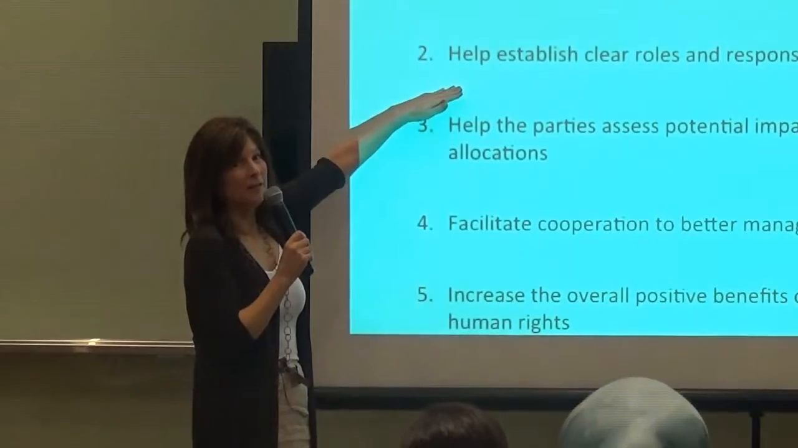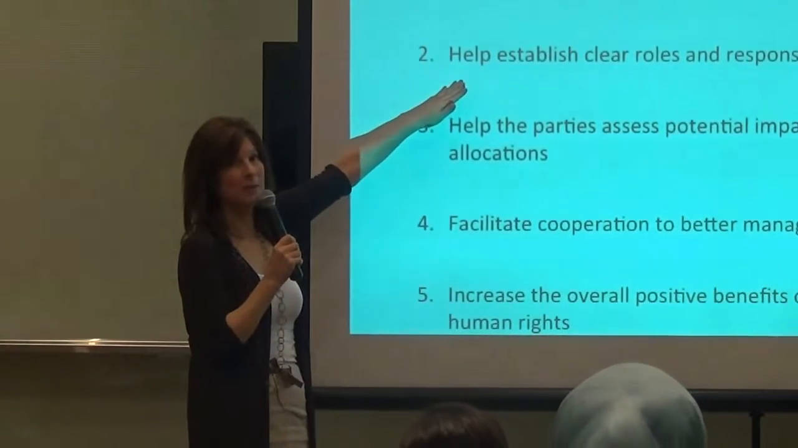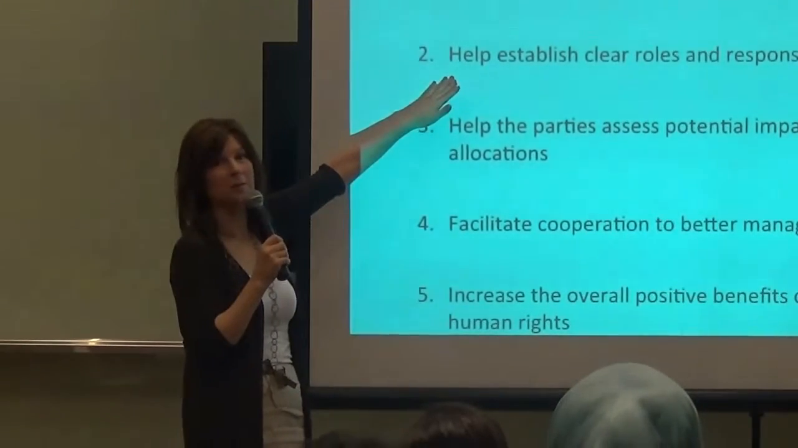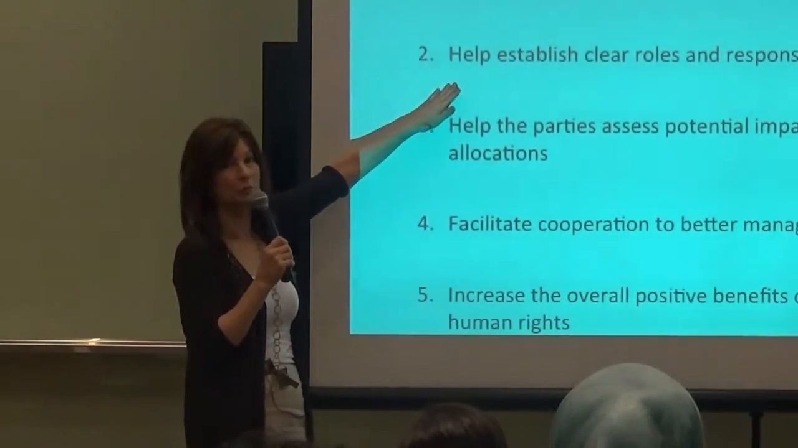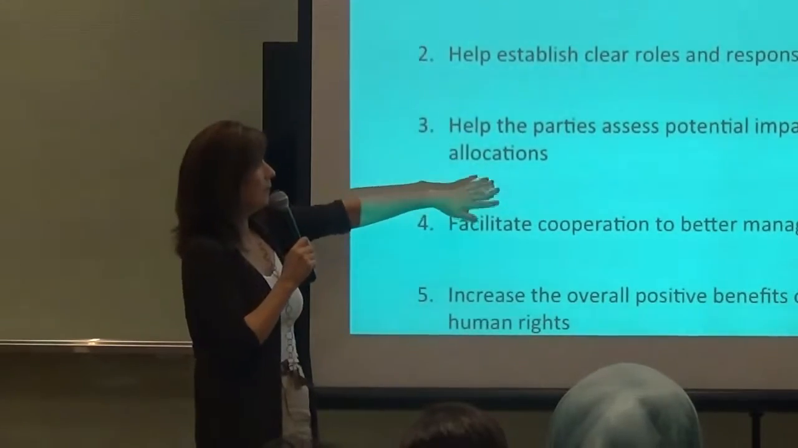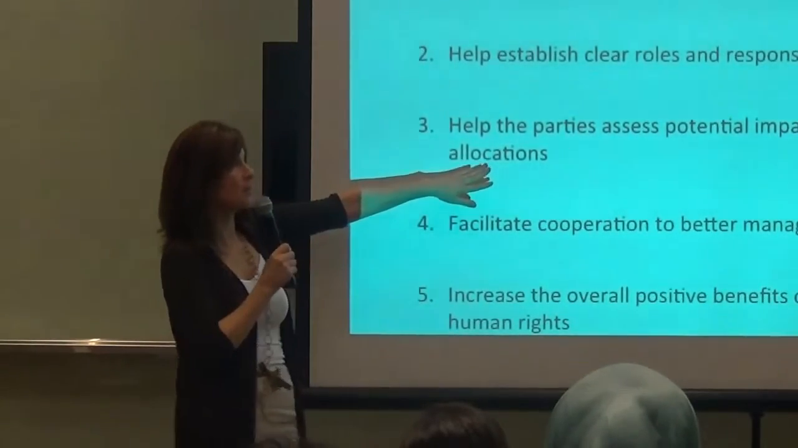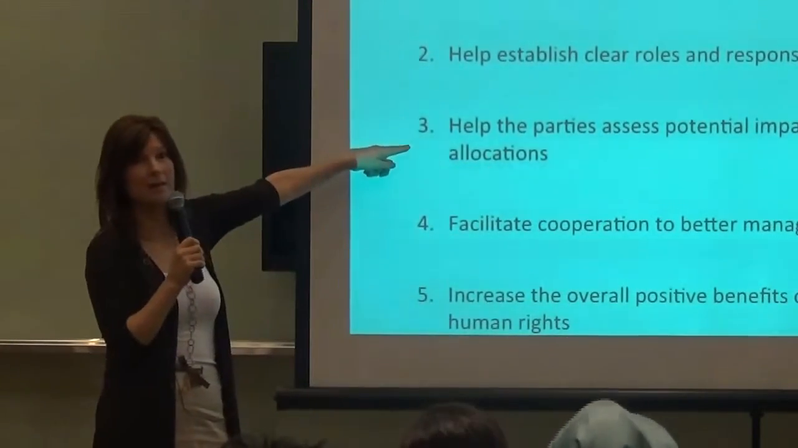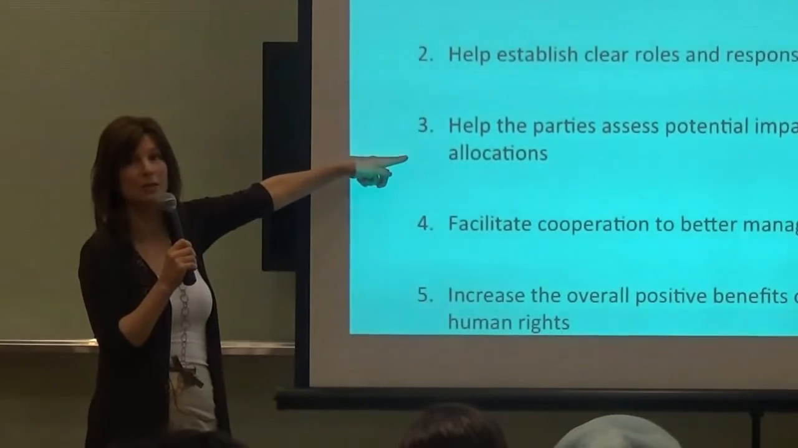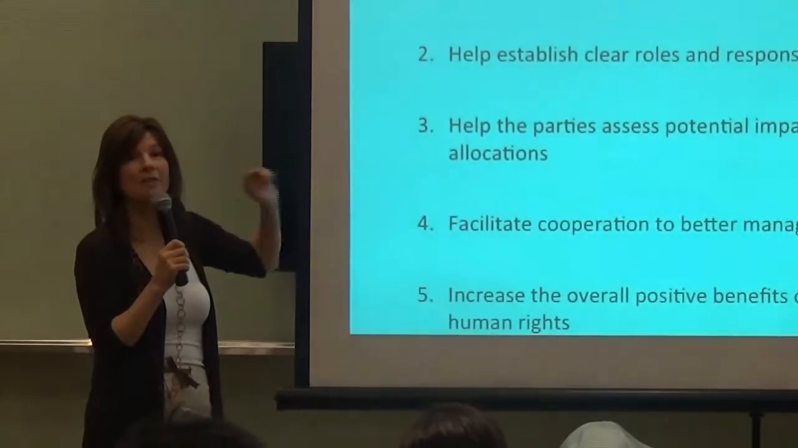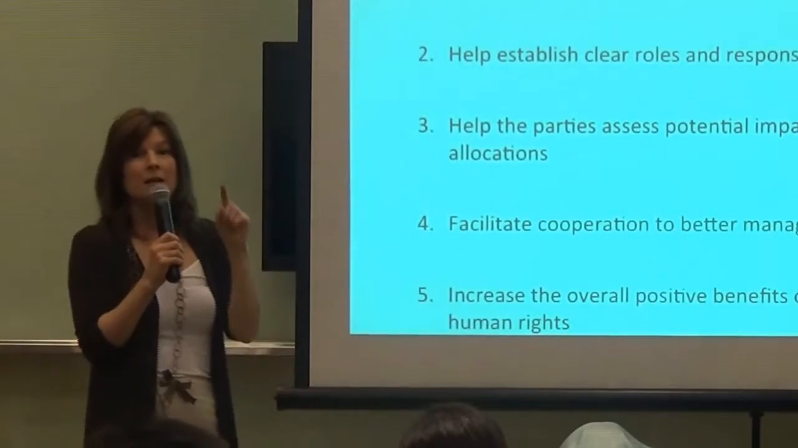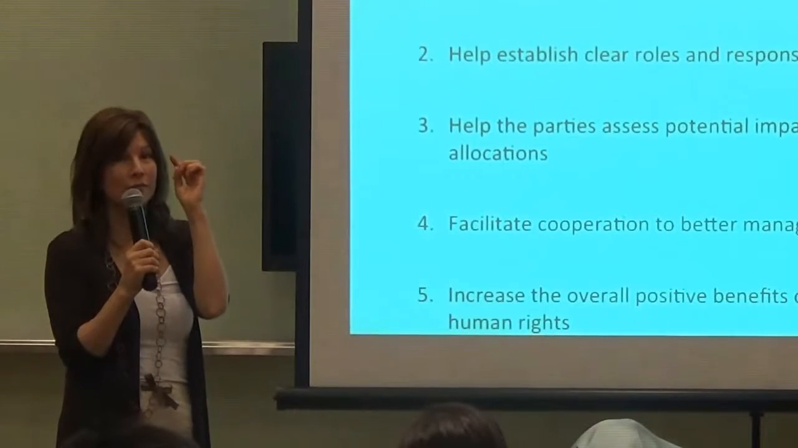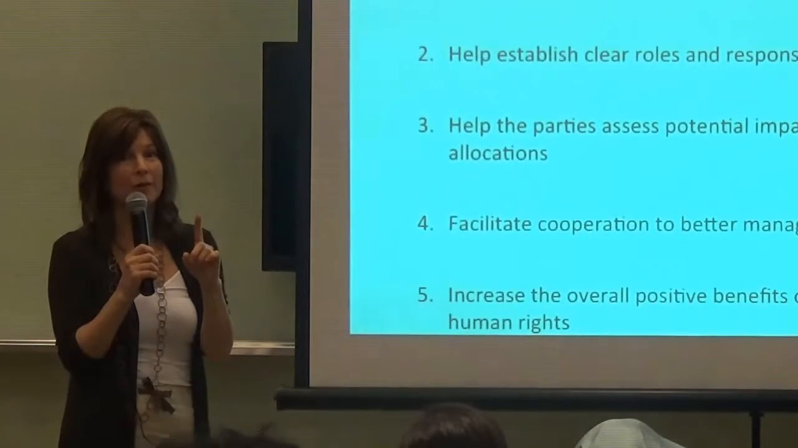This is absolutely key. Establishing clear roles and responsibilities, not necessarily only within the contract, but also referring to national law. Helping the parties assess potential impacts and make cost and timing allocations. This is something that companies have told us is a major issue for them, because when they have a human rights problem, the solution to that problem or how they deal with it is all thought of in terms of what they're required to do by their contract.